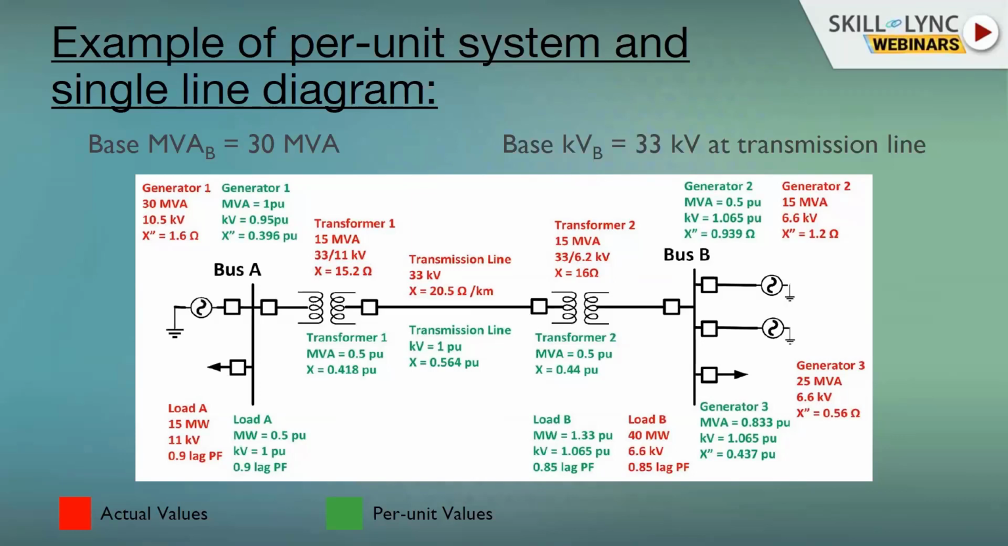If we look at the red values, the actual values, at generator 1 at bus A, the power is 30 MVA and the voltage is 10.5 kilovolts. On bus B, the power levels of generator 2 and generator 3 are 15 MVA and 25 MVA, while the voltage level is 6.6 kilovolt. On the other hand, if we look at the green values, the per unit values, for generator 1 the voltage is 0.95 per unit, and for generator 2 it is 1.0665 per unit.